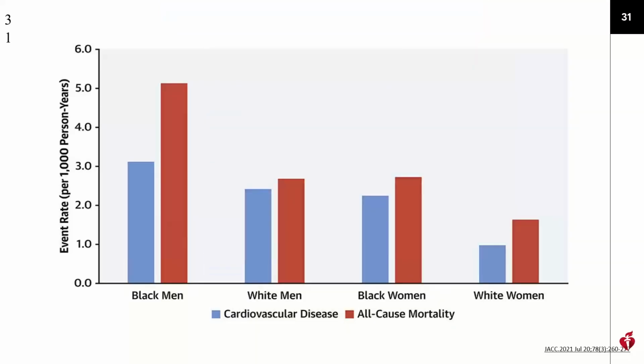And again, this is data looking at cardiovascular disease and all-cause mortality. And again, looking at younger people from the CARDIA trial, African-American men and women compared to their white counterparts are much more likely to have event rates related to heart failure. Next slide.